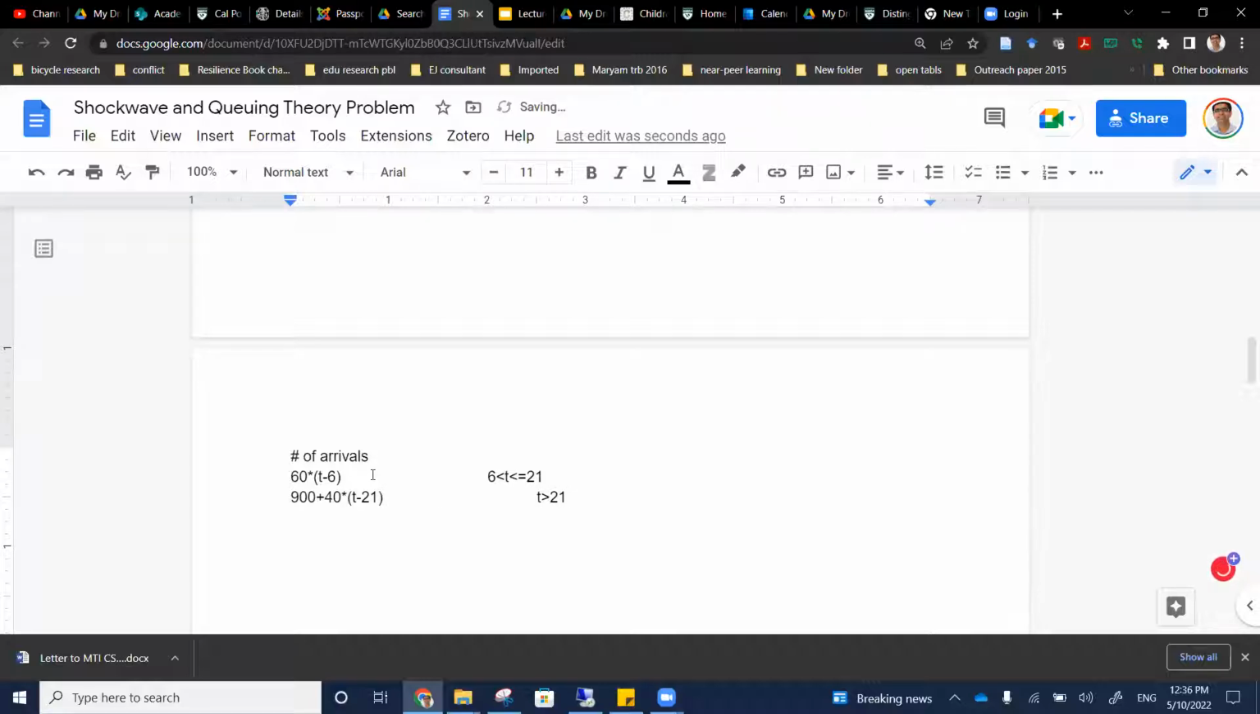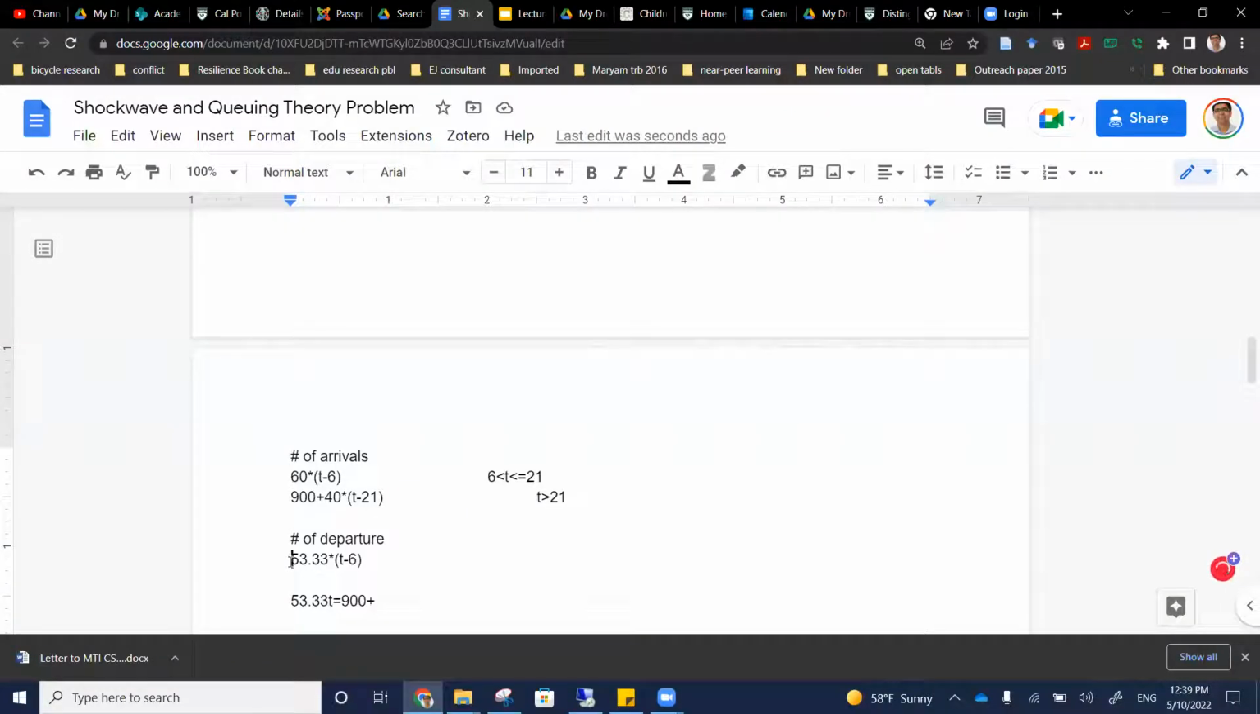It's very important that these equations make sense to you. If they don't, please let me know. Okay, so I'm going to take a little pause here. The number of departures equation was fairly simple: 53.33 times (t minus 6), because again, I'm offsetting everything by 6 minutes, and then 900 plus 40 times (t minus 21). Okay, so I should probably correct this too.